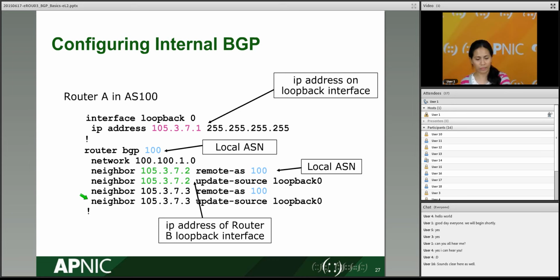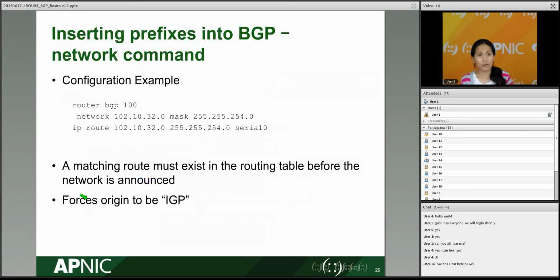Yeah, 3 routers, router A. I don't have the diagram in here, but yes, 2 more routers in the same network. Okay, so that's iBGP. So it's for router B. Now, how do you announce your prefix?